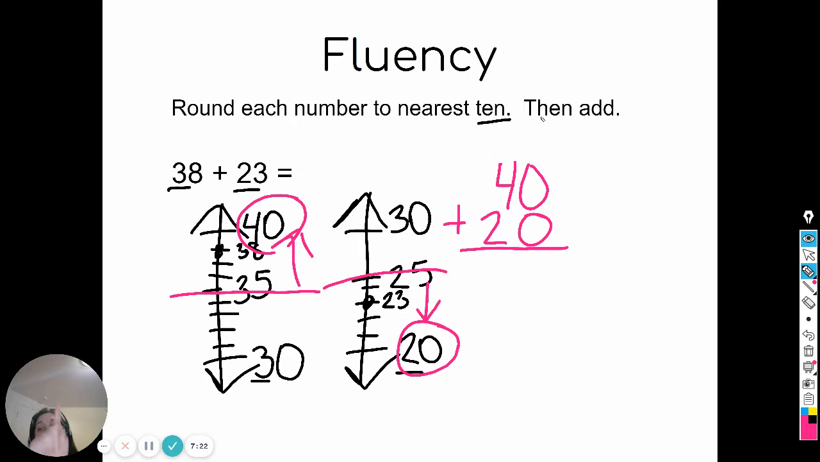Step 1, start in the ones. 0 plus 0 is 0. Next we look in the tens. 4 tens plus 2 tens. 4 plus 2 is 6. So 38 plus 23 rounds to 60.